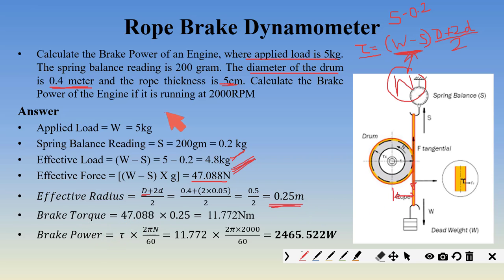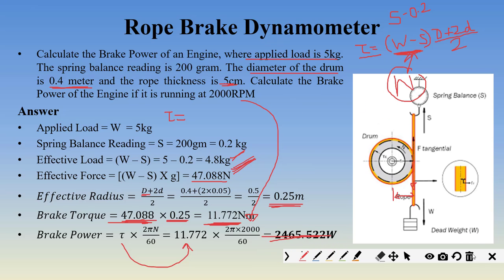Substituting it in this, tau is equal to R cross F. This is our force F, and this is our radial distance R. So we get our braking torque is equal to 11.772 Newton meter. And as I said, what is the brake power? Brake power formula is tau into 2 pi n upon 60. So substituting the value of tau and the engine RPM, we get the brake power.